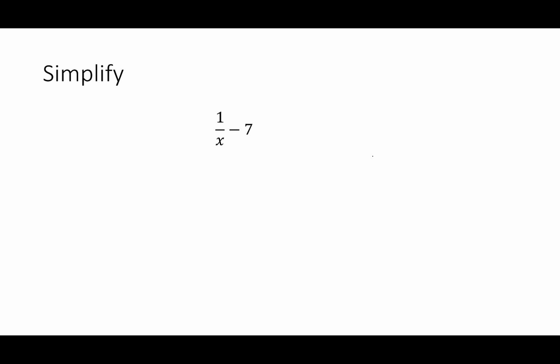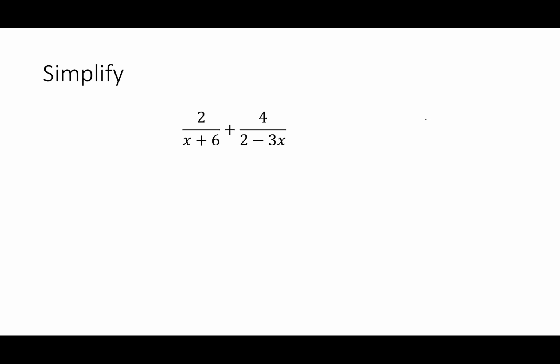So same thing here. I have two expressions. I have 1 over x and I have minus 7. What I want to do is put them together. The common denominator here will be x. So I have 1 over x minus 7x over x. This condenses to 1 minus 7x over x.